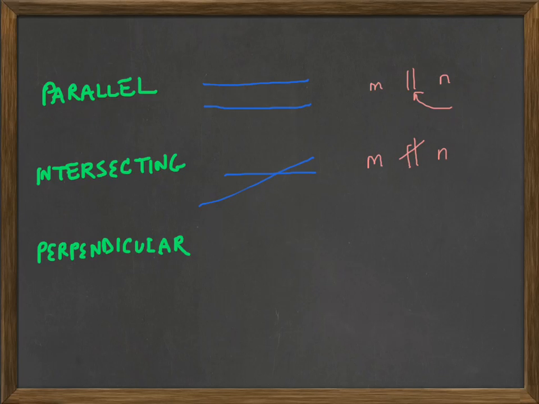Today we're introducing perpendicular lines. Perpendicular lines come together like this, and our notation is that M is perpendicular to N. So this little symbol right here means perpendicular.